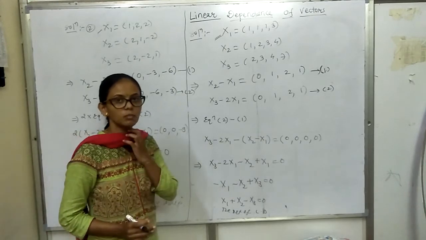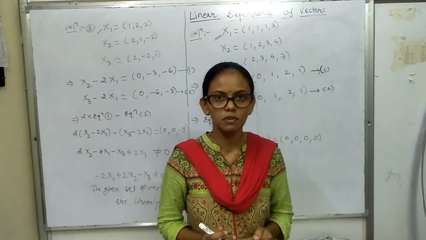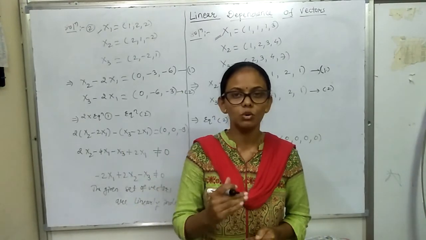Okay, so this is the method how to check the linear dependency of vectors by using a simple method, that is by using row transformation.